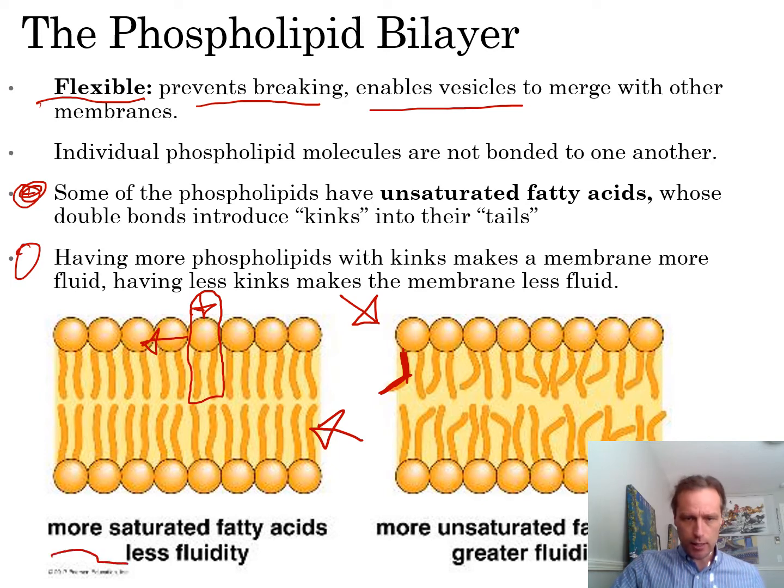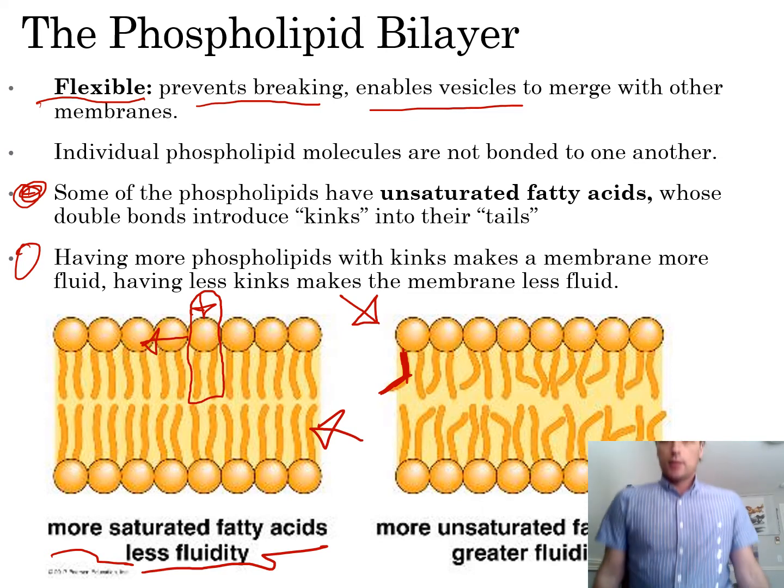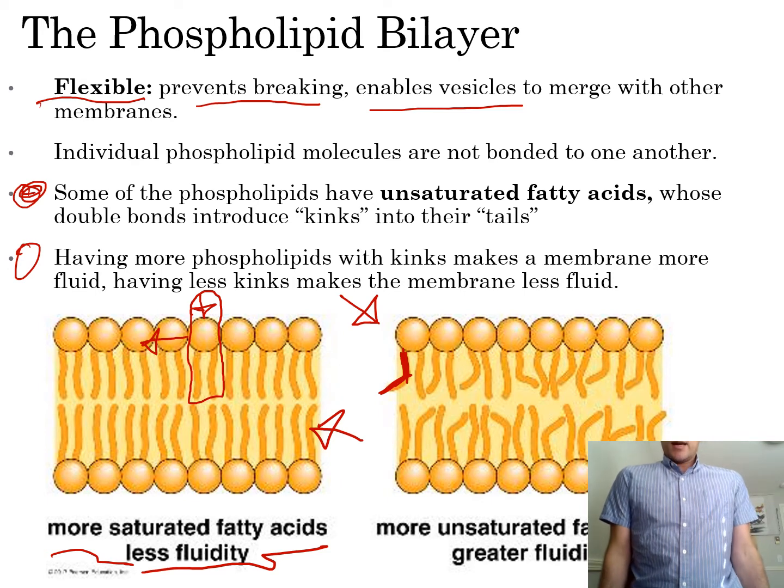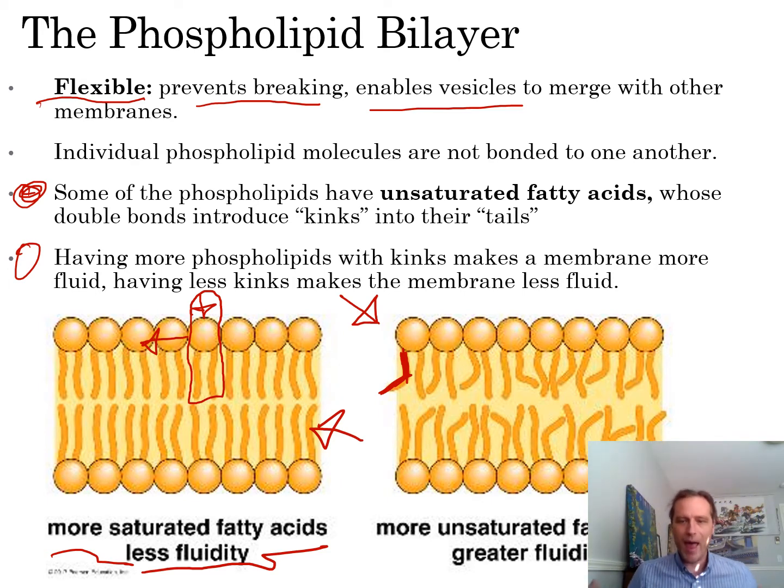Make sure you take a look at the titles here on the bottom. So on the left, this one has more saturated fatty acids, so it means less fluidity. And that's because the phospholipids pack more densely because more of their fatty acid tails are just straight. Like people, I'll stand up for you for a second, standing straight with their arms right down next to their body, so they can pack more densely. On the right, more unsaturated fatty acids, so they pack less densely and they can move around more.